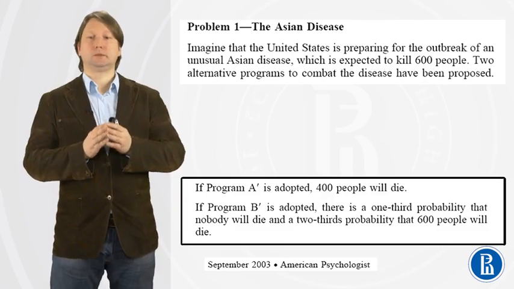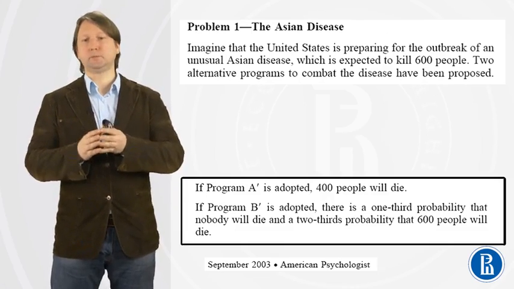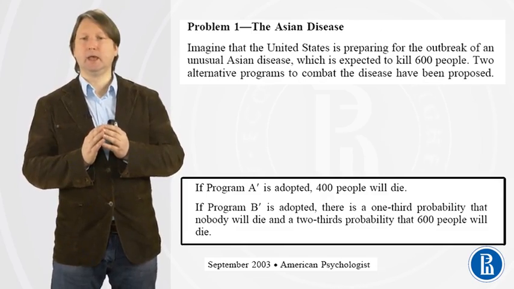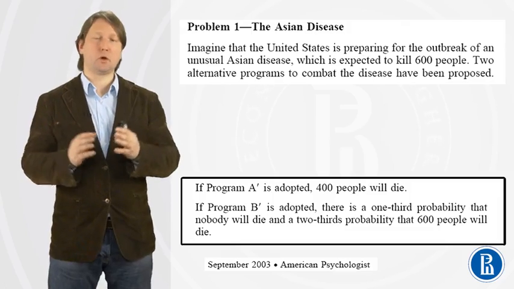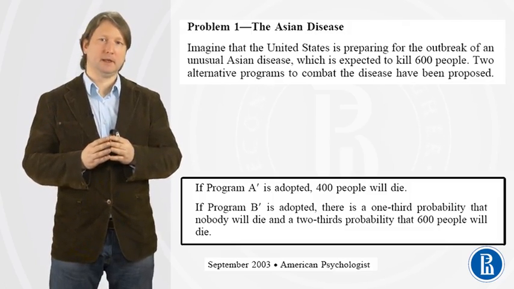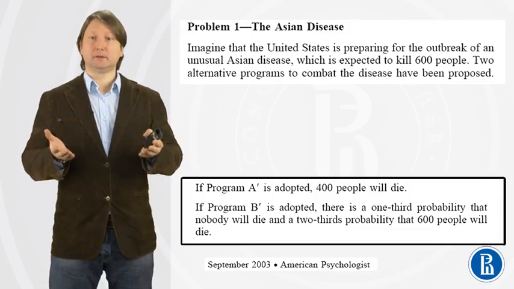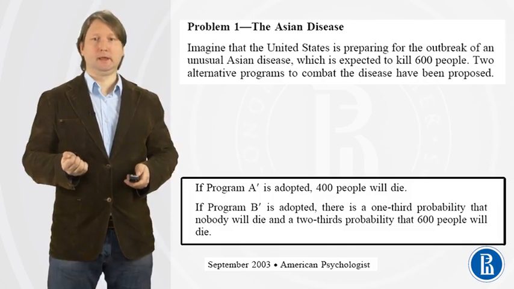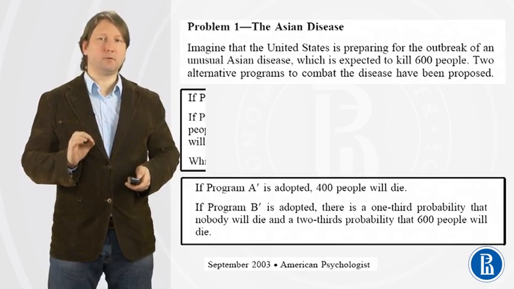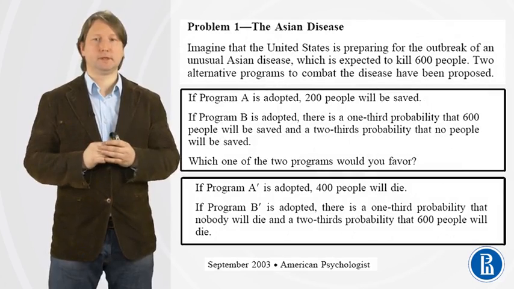If you adopt program B, there is a 1/3 probability that nobody will die, and a 2/3 probability that 600 people will die. So which program would you select now? Think for a moment. Many studies show that people prefer program B here. But come on, let's stop for a moment and compare these two programs.